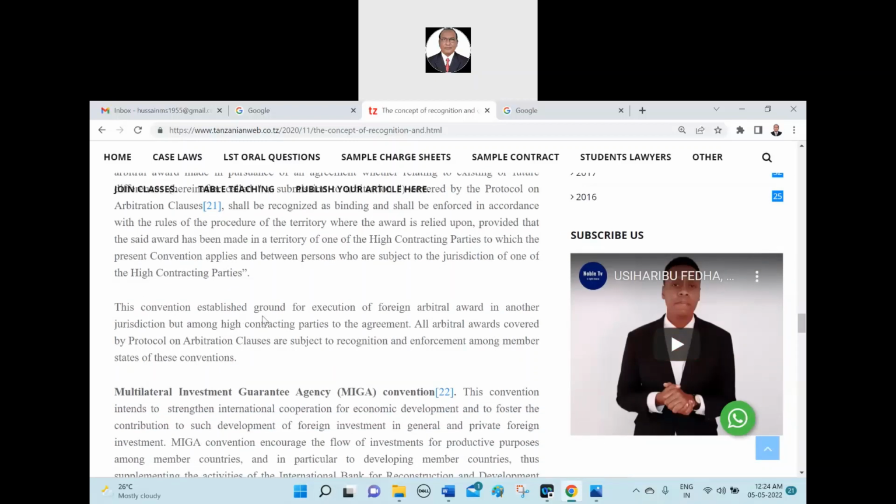So the convention established the ground for the execution of a foreign arbitral award in another jurisdiction, but among the high contracting parties to the agreement, all arbitral awards covered by the protocol on arbitration clauses are subject to recognition and enforcement among the members of these conventions. So it is applicable only among the member states of this convention. Which convention? Geneva Convention. For what matters? Civil and commercial matters.